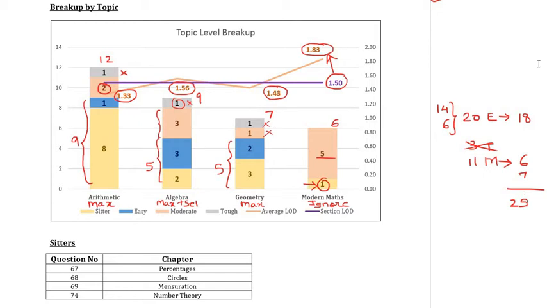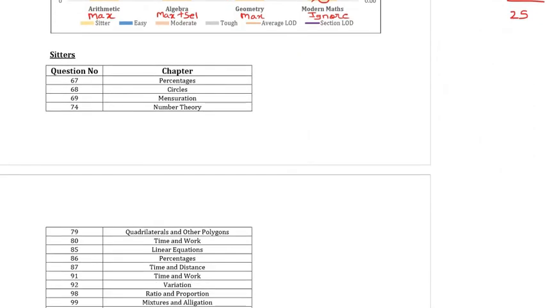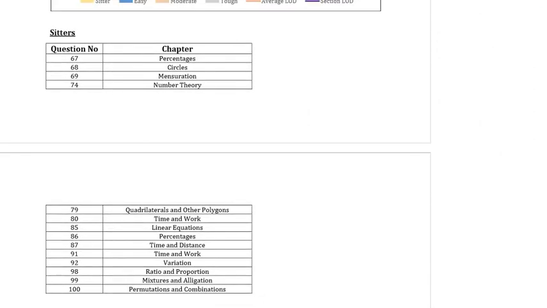Now, as we said, there were 14 sitters. So our faculty have listed down all these sitters. As we always keep saying throughout our analysis, this is not an exhaustive list, which means that you can create your own list and find more questions that you think are sitters. This is also not an absolute list. What this means is that we might have said question 79 is a sitter, for instance, and you might feel no, it's moderate because I am weak in quadrilaterals. That's absolutely fine. But then you need to sit with your faculty and understand why this has been classified as a sitter.